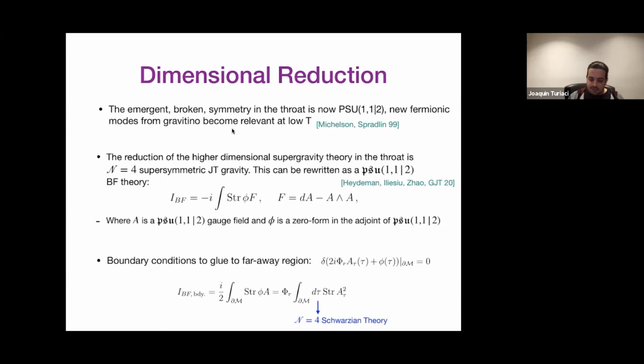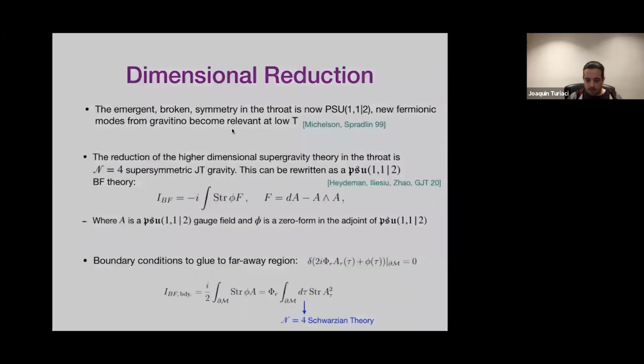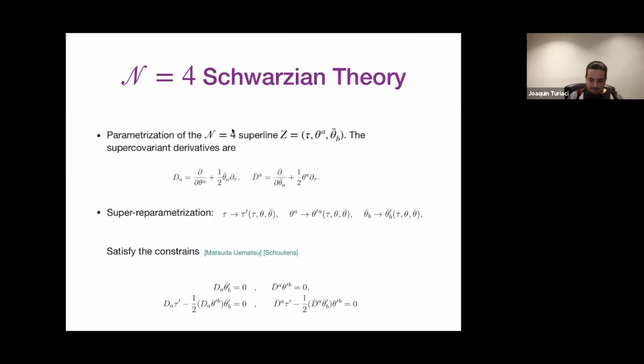I'm not giving too much detail, but hopefully you get an idea. This is very much analogous to the bosonic case. So before I mention this Schwarzian theory, let me introduce super reparametrizations.